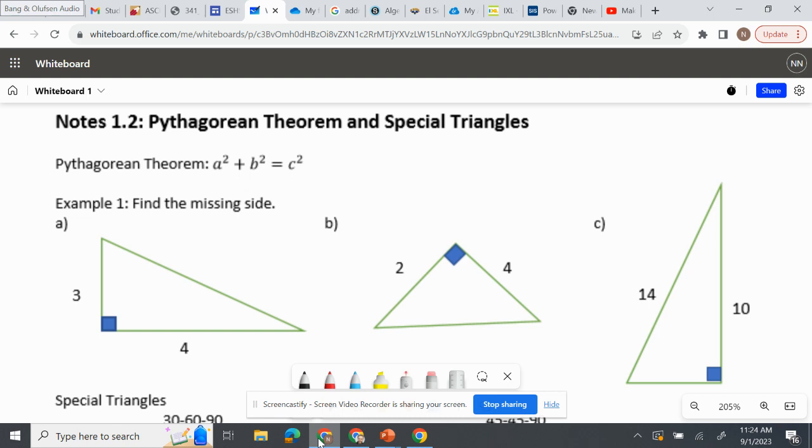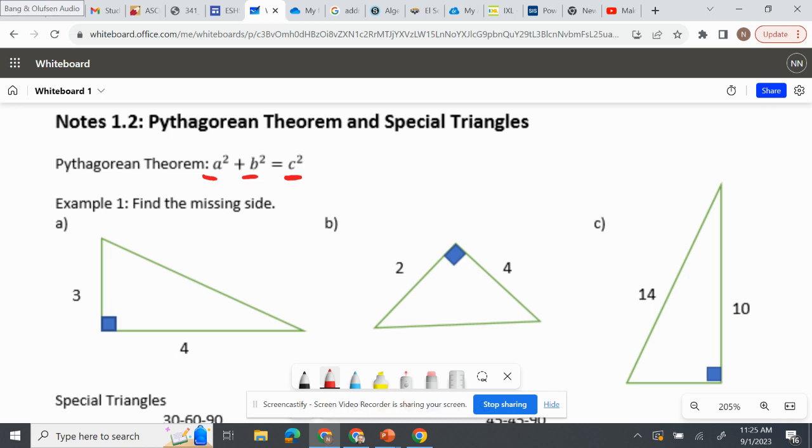What we're going to do is use the Pythagorean theorem, and we're going to use special triangles, the 30, 60, 90 and the 45, 45, 90, in order to solve triangles. So for example 1, we're going to be using the Pythagorean theorem, which states a squared plus b squared equals c squared. Now, a and b are the legs of the triangle, and c is the hypotenuse.